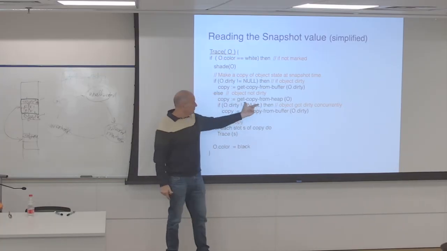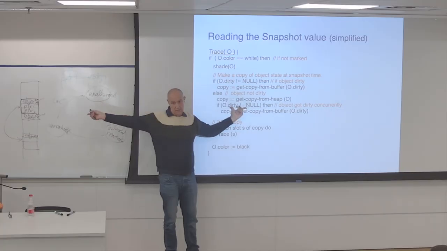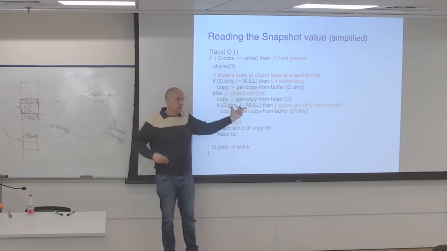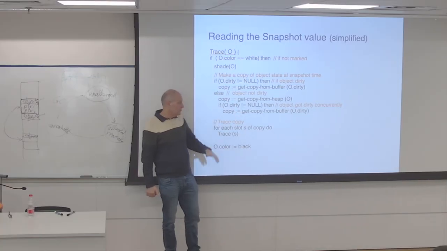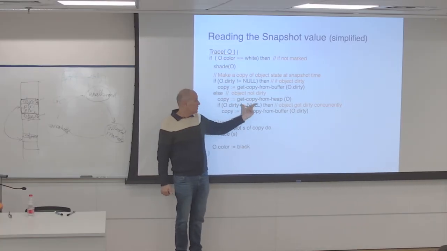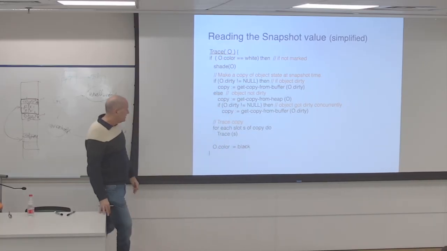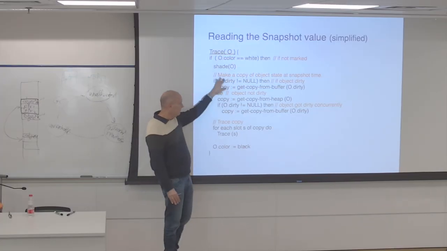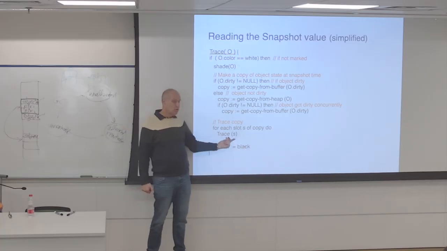But after you do that, you make sure that if the program has changed it, then you need to read it again. You have to get it from the buffers, because maybe you read the object after it was changed, and then it's not as it was at snapshot time. So in order to make sure you see it as it was at snapshot time, after you read it from the heap, you check again that the program has not changed it. If it has changed it, then you need to read the copy from the buffer. So after you do that, you now have a copy of the object's pointers as they were during the snapshot time, and you can traverse that.